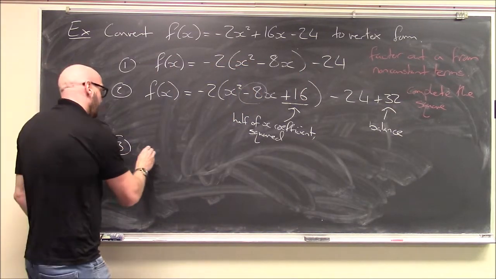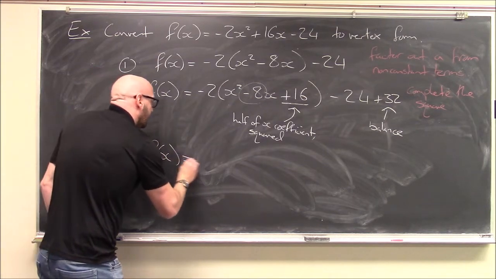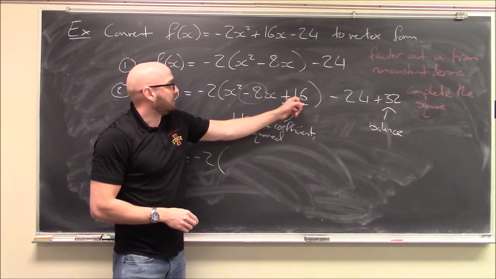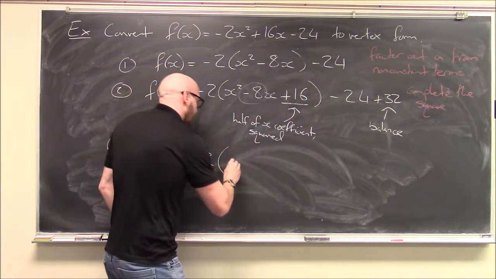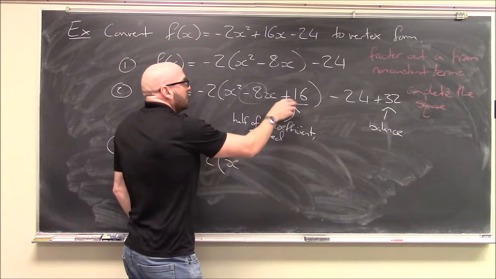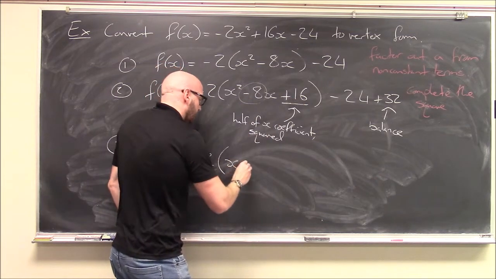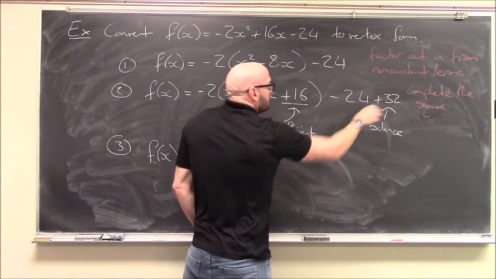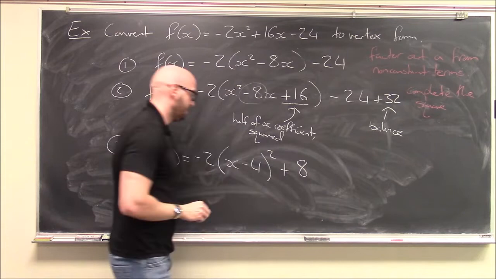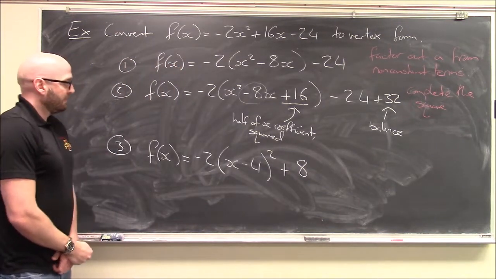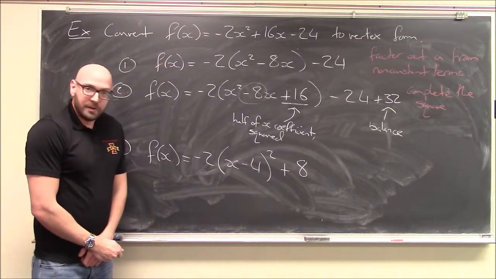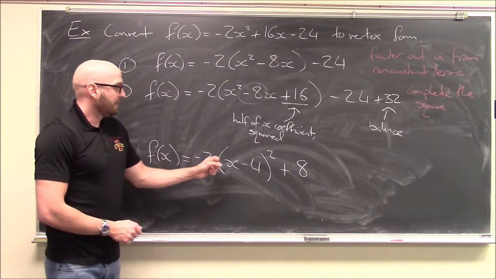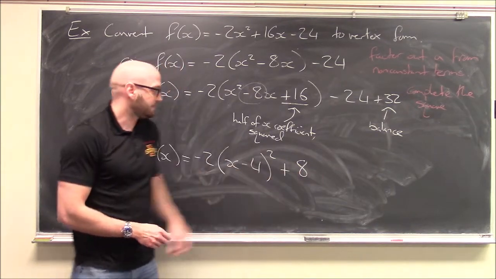And step 3 is now writing this in vertex form once I write this as a perfect square. As long as we add the right constant here, this will always be a perfect square. In this case, the factors multiply together to give 16 and add together to give minus 8, so it's x minus 4, squared. Minus 24 plus 32 gives plus 8. And you'll notice this is now in vertex form. This is of the form a times (x minus h) squared plus k.